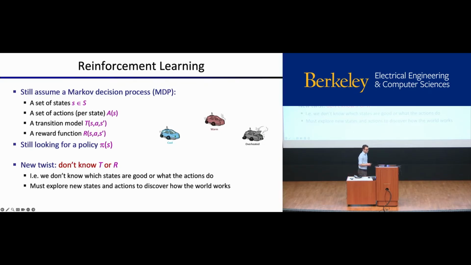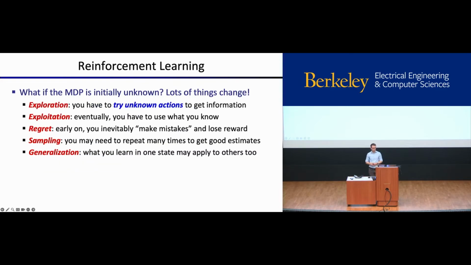Okay? Yeah, so it gets complicated quickly. If the MDP is unknown, lots of things change, right? Now we have to be thinking about exploration. If we don't know what the actions do, and we don't know what states we can get to, we have to try out unknown actions to see if they bring us to new states. We have to try and figure out, how does this world work? How do we get information?